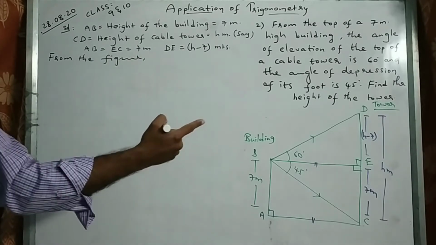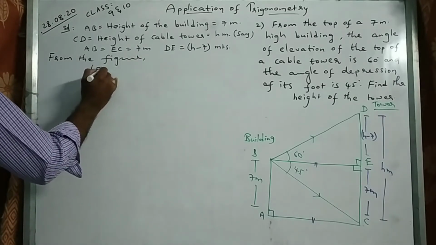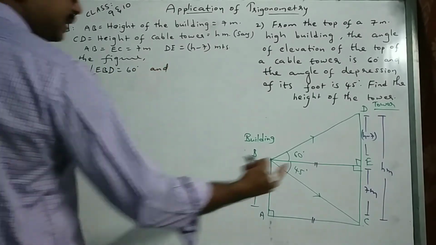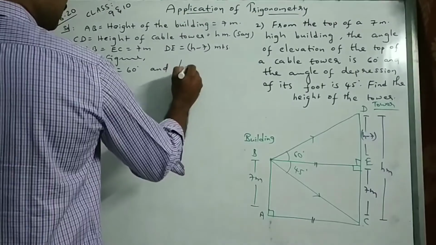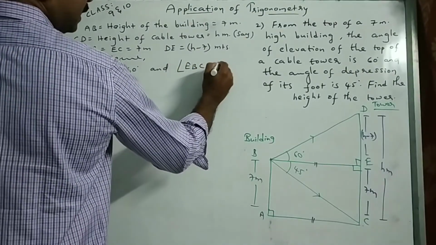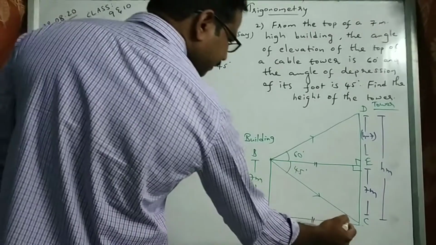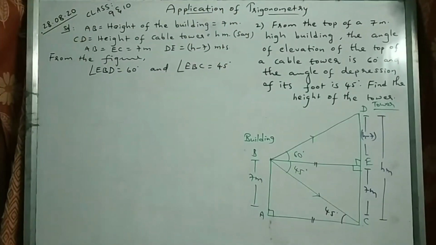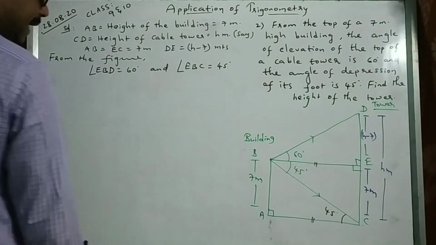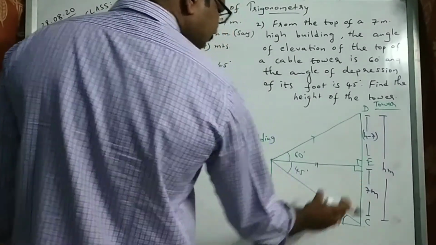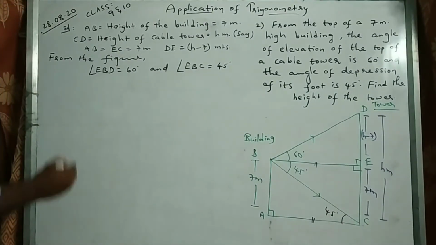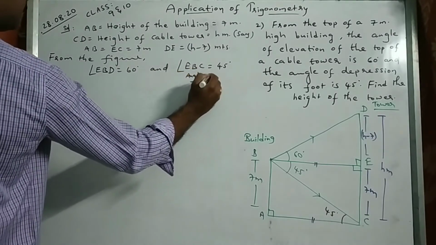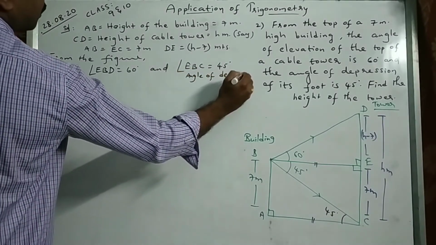what are the elevations here? Angle EBD is 60 degrees. This is elevation and this is depression. So angle EBC is 45 degrees. If this is 45, automatically this also will be 45. Both are alternate interior angles, right? So either this right triangle we can take or this also we can take. Any one we can take, no problem. So this is the angle of depression. Okay?